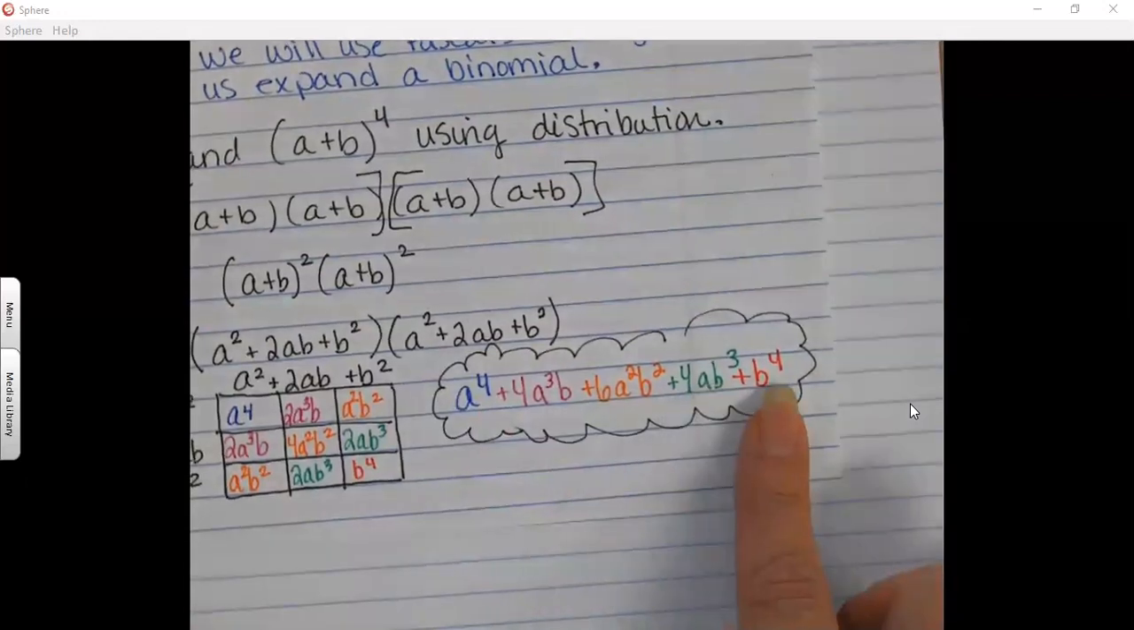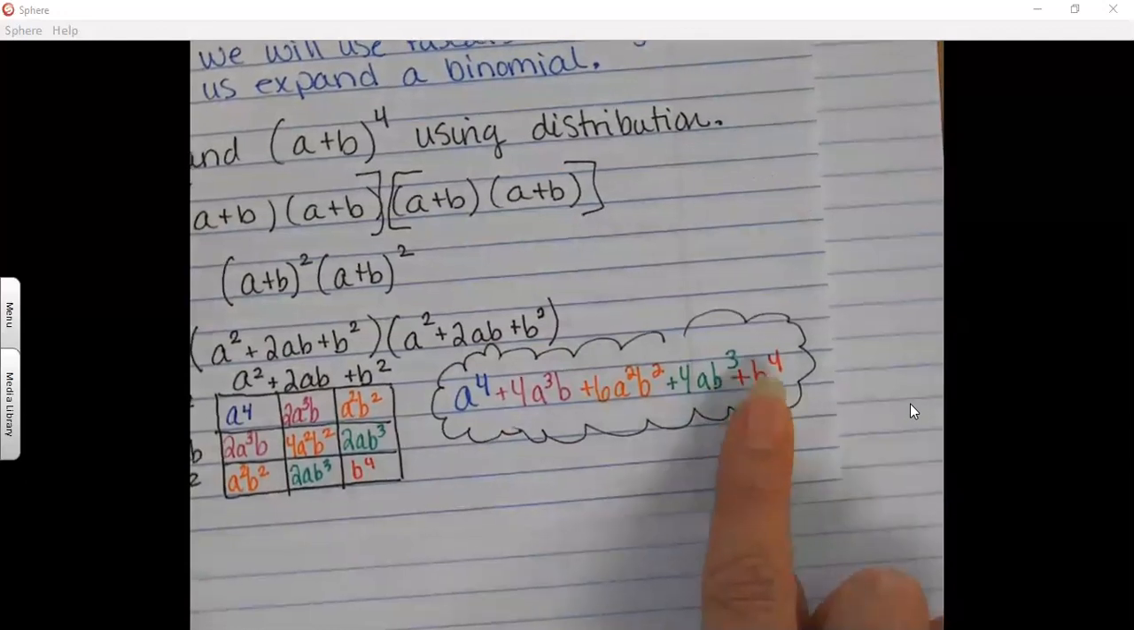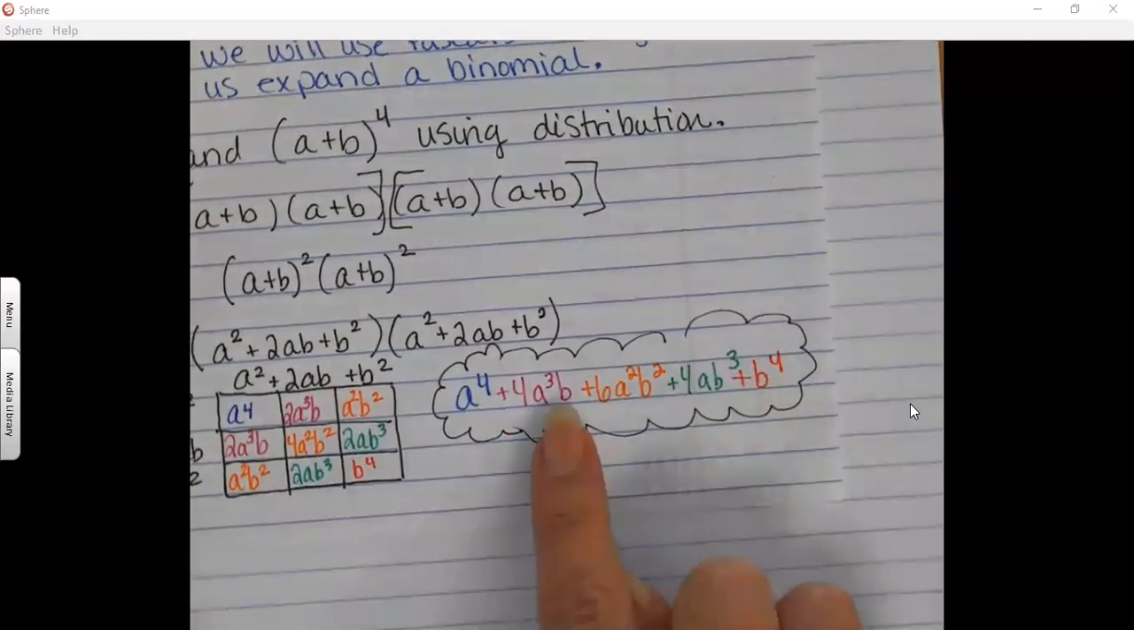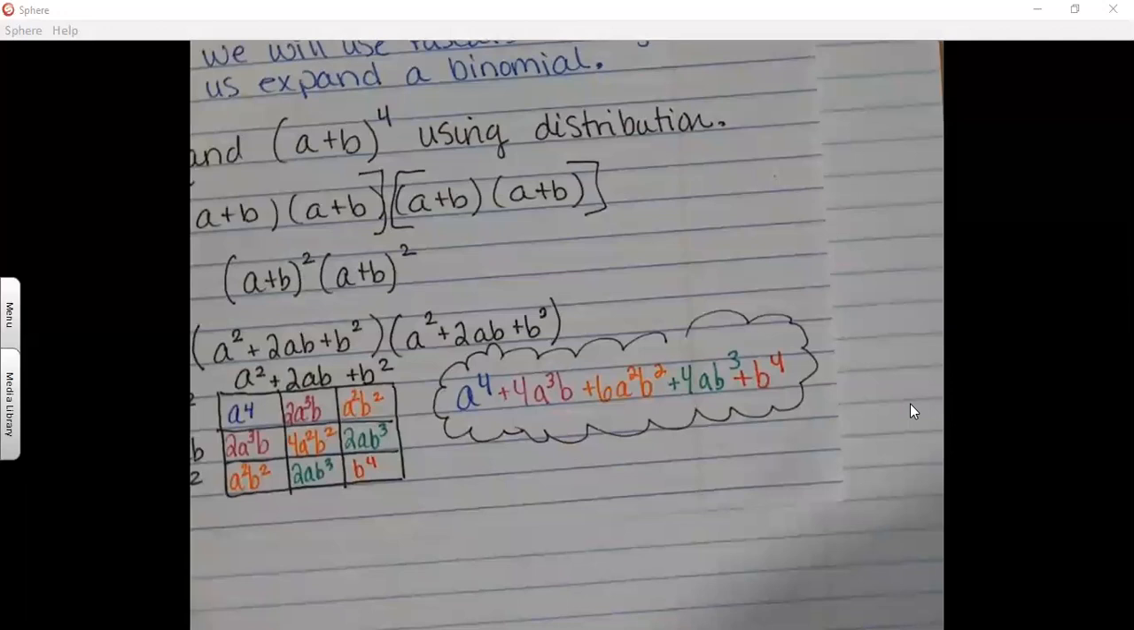And then the b's, we had the highest b, b to the fourth, which is our second term, all the way to the end. We go 4, 3, 2, 1, 0. So b to the 0, there's no b's in the first term. That's interesting. Do you think that happens a lot? It does. Okay. Just a little hint.